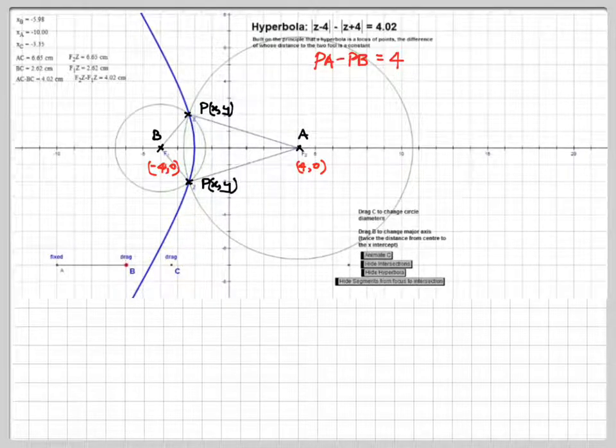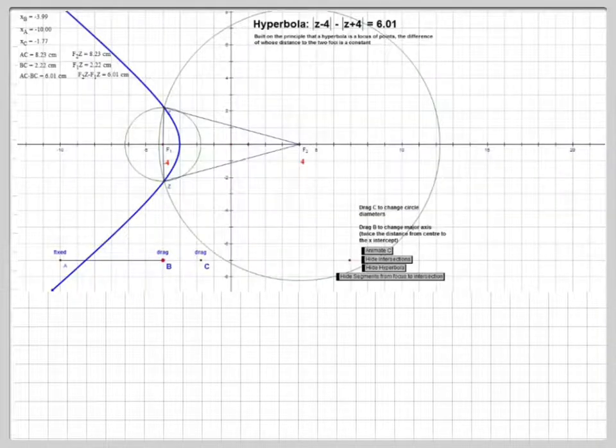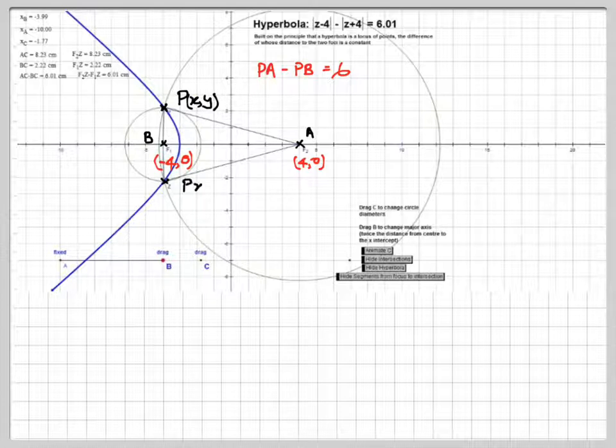Now we're going to do the next one. I think I'm going up to 6 now. Ooh, is that 6? Yeah, that's 6. Look at it. It's really starting to collapse around the left-hand focus, isn't it? PA minus PB equals 6. And let's label all the points. There's A and B for you and me. And there's P. Good old P. You like it? Now, come on, we're going to do another one now.